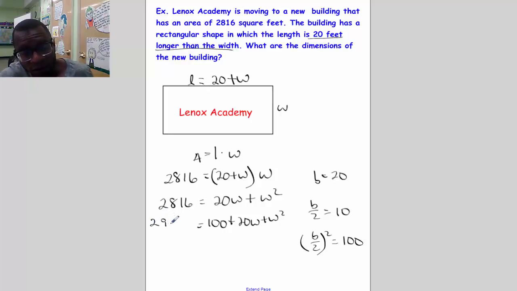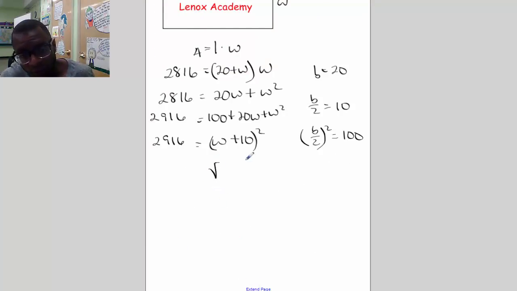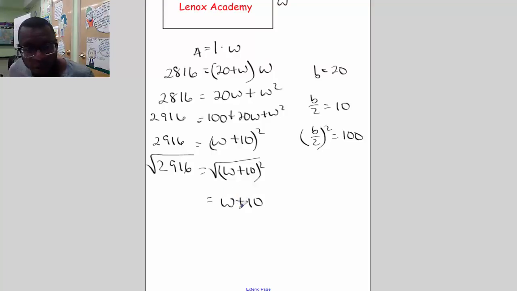So I'm going to get 2916. Okay, and so when I factor, I get w plus 10 squared equal to 2916. Okay, and so I'm going to take the square root of both sides. And so this is going to give me w plus 10, and the square root of 2916 is going to be 54. So I get plus or minus 54 on the right-hand side.